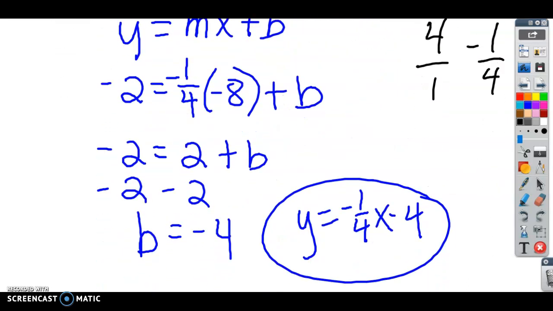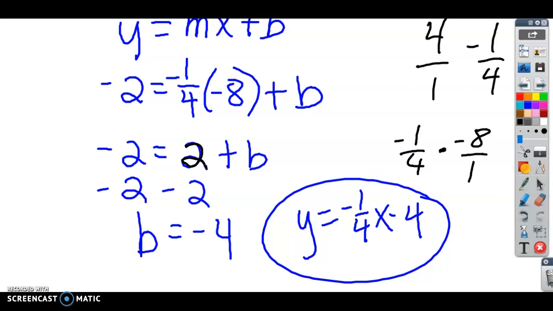What is 1/4 times negative 1/4 times negative 8? Well, that ends up being a negative times a negative, which is a positive. And then what's 8 divided by 4? 2. So that's why I put a 2 here. And it's okay if you didn't get that, but you got to know how to multiply and simplify fractions. So now we solve for b, and we get b is negative 4. So our new equation is y equals negative 1/4 x minus 4.